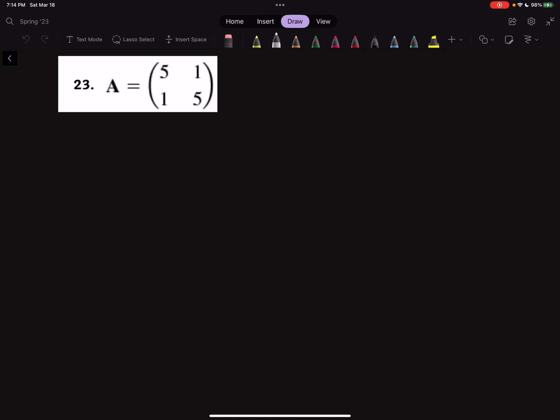For this exercise, I want to show you how to find the eigenvectors of this matrix and the eigenvalues, and then how to find the eigenvectors of the inverse of this matrix and its eigenvalues without finding the inverse. Okay, so at first, let us find the eigenvalues.